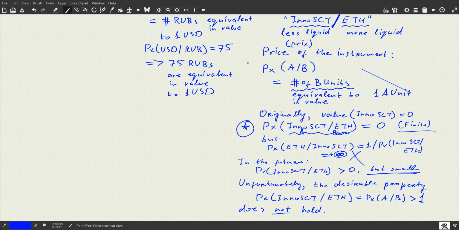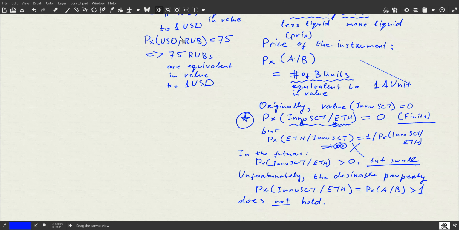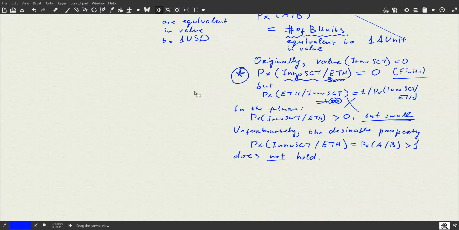Another problem occurs if we have two coins with zero value initially. So that's a problem, obviously. In that case, we have a value 0 to 0. Obviously, it is a problem. We need to think about what to do in that case.